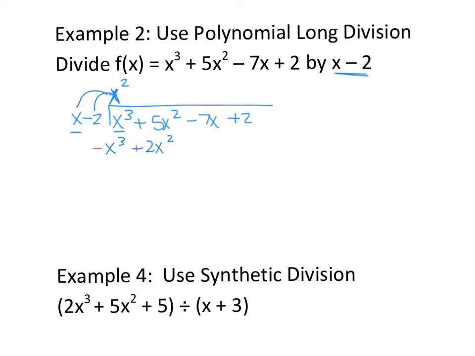Change your signs. These cancel. We have 7x squared minus 7x. We bring this down. We take 7x squared divided by x, which is 7x. Then multiply 7x times x, 7x times negative 2. Change the signs. These cancel.